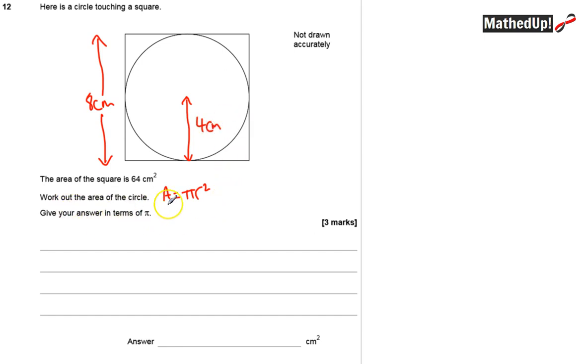Okay, so if the area of the circle is pi r squared, I know that the area is going to be equal to pi times 4 squared, since the radius is 4. So that is going to be 16, so my area is going to be 16 pi centimeters squared. So over here I can put 16 pi centimeters squared.